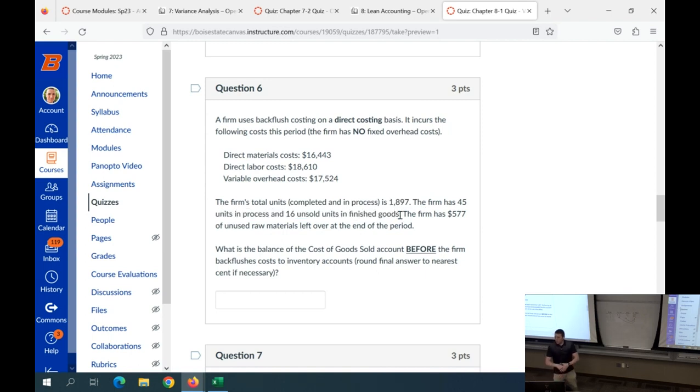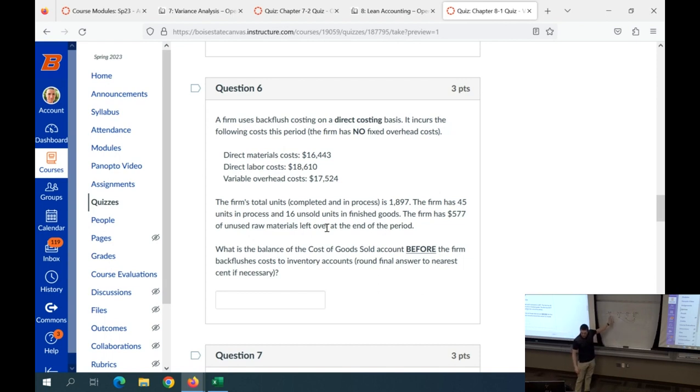All right, so overall, we completed 1897. At the end of the period, we count up and say, oh, we still have 45 units in process and 16 units unsold in finished goods. So we're going to have to backflush an amount from our cost of goods sold to those areas. The firm has $577 of unused raw materials left over at the end of the period. So we also counted up this amount here, so we need to backflush that amount to raw materials.